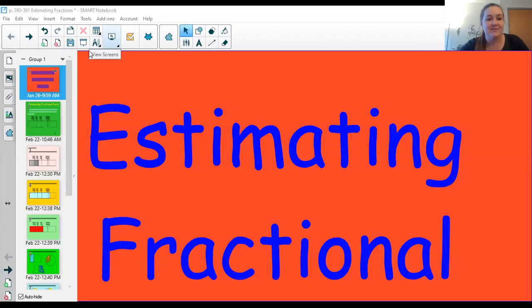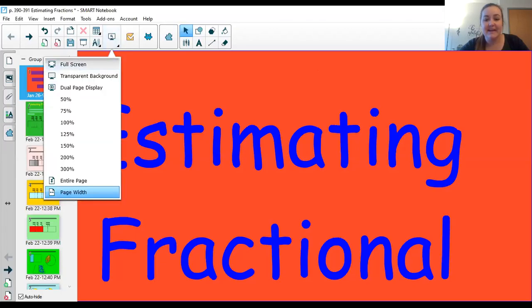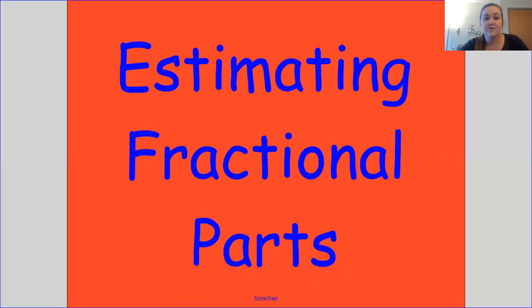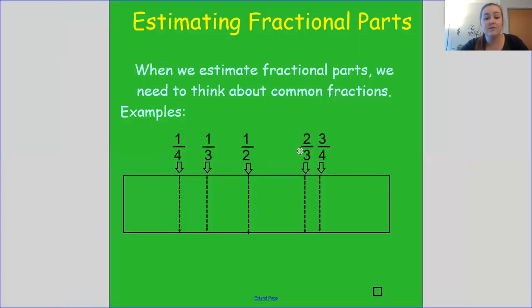Okay, so here we have some of our Smartboard lessons. We're estimating fractional parts. These are the most common things. If you take out a measuring cup, we often use these all the time in cooking and different things. So when we estimate fractional parts, we need to think about the common fractions. So 1/4, or sometimes we call that a quarter, like a quarter in a football game. There are 4 quarters. Then a third, half, 2/3, 3/4. Those are the most common ones.